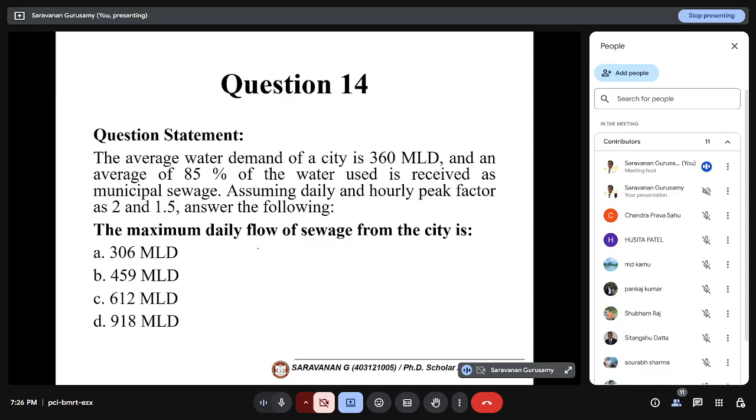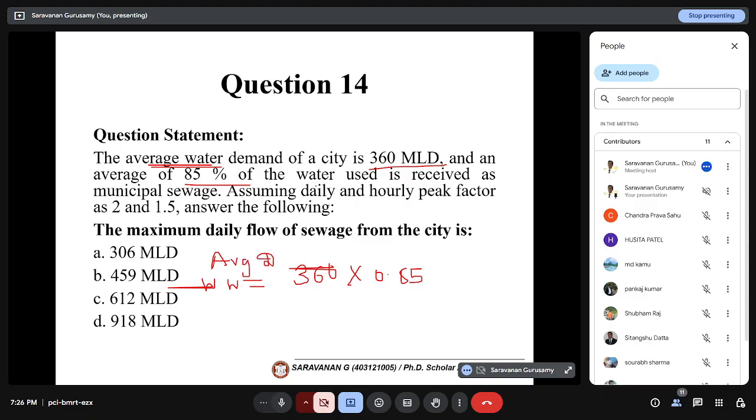Average to maximum daily, and maximum daily to maximum hourly. These two factors, 1.5 and 2, are the two factors. So the average water demand is 360 MLD. Out of this, 85% of the water used is received as sewage. So 360 MLD is the water supply, and out of this 85%, so 0.85, is considered as sewage. So this is the total wastewater generated, the average daily wastewater.